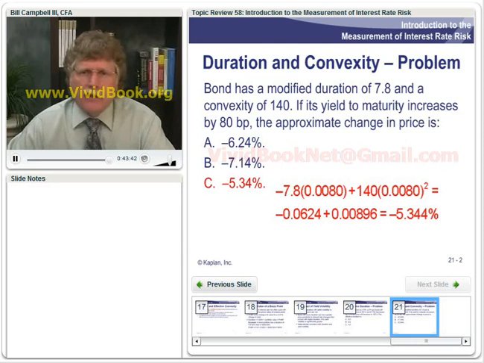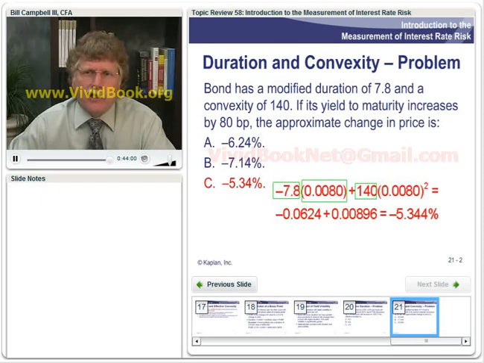We get this by taking our modified duration times the change in yield and adding the convexity times the square of the change in yield. Okay. Remember to write the change in yield as a decimal, 0.0080 for 80 basis points. Add those up, negative 5.344%.